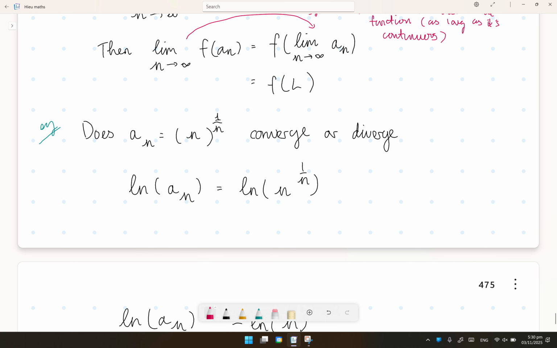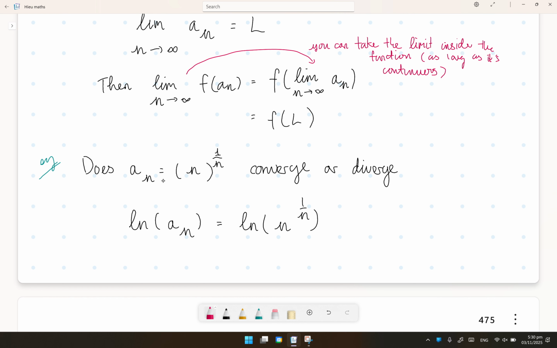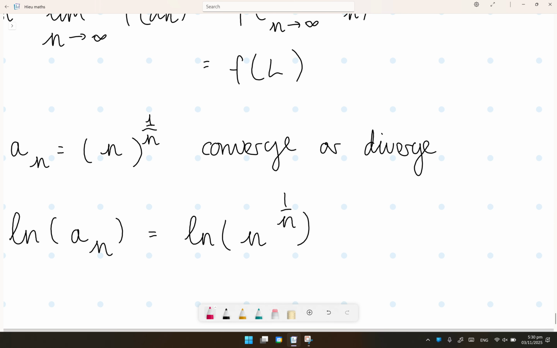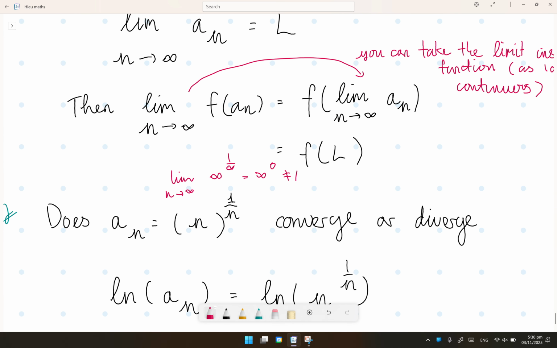So let's look at the first example. This is the nth term: does n to the power of 1 over n converge or diverge? We have this really tricky n to the 1 over n situation. If we were to take the limit as n goes to infinity of this, it would be infinity to the power of 1 over infinity, which is infinity to the power of 0, which is really tricky. It's not equal to 1, but it's really tricky.